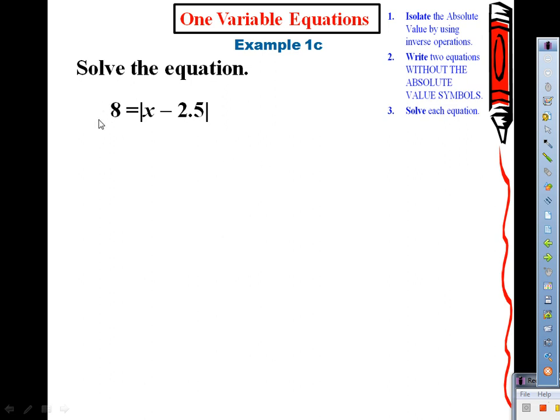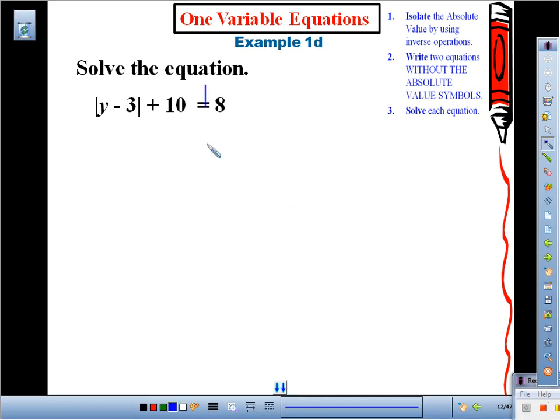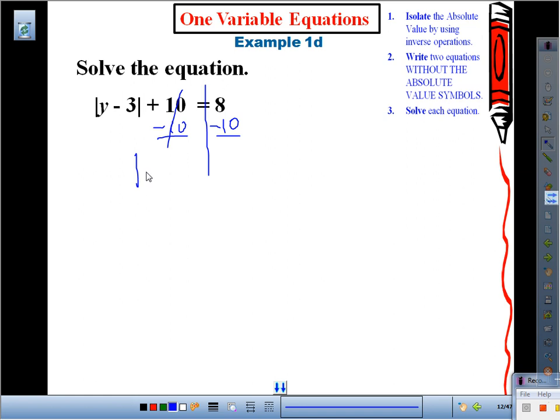We have the absolute value of y minus 3, plus 10, equals 8. Writing utensils down, look up to the screen. Check this out. Line down the equal sign. Is the absolute value by itself? No. What's next to it? Plus 10, so how do we get rid of that? Minus 10, minus 10. We're left with the absolute value of y minus 3, and all that equals negative 2.